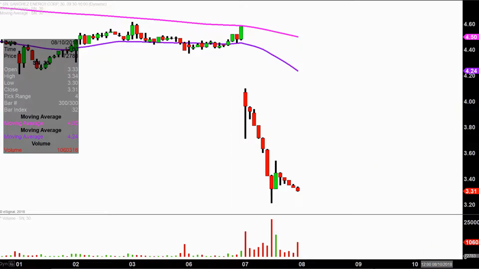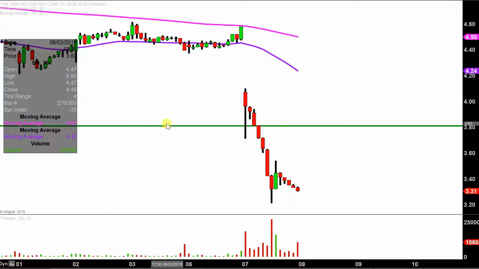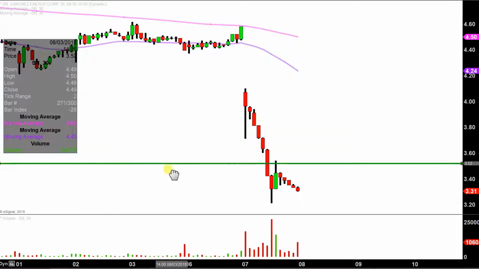I don't mean to say the obvious or rub salt in the wounds or anything, but very rough day today. Bears took a pretty big bite out of things, and this all occurred on much higher, above average volume. So what I want to do is just map out some levels of support, and then we can talk areas of resistance.